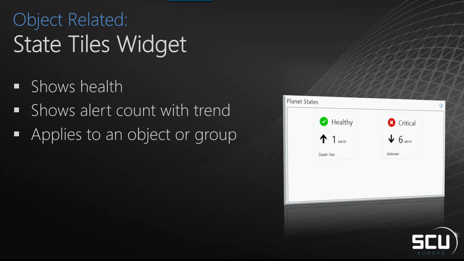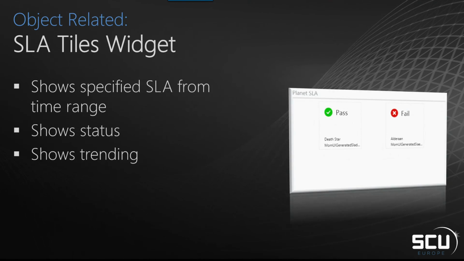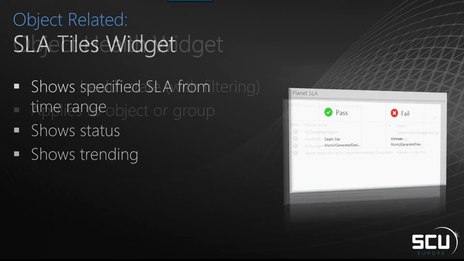The state tiles widget is almost the same as before, just without the performance and the alert widget. It's a subset. It shows the health and it shows the trending based on the time range you can configure. And the SLA tiles widget again is a subset of the previous one, which shows just the SLA, also with trending and in a specific time range.